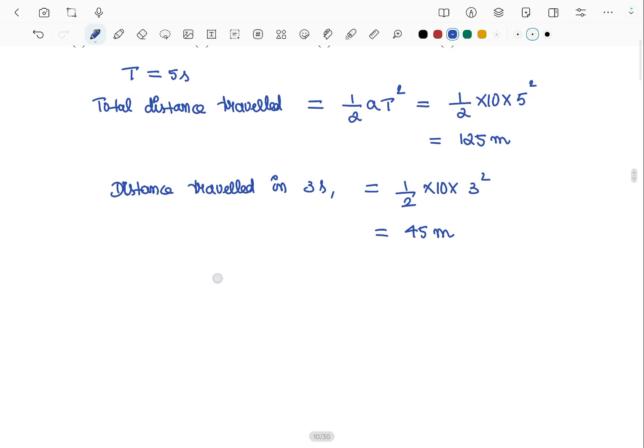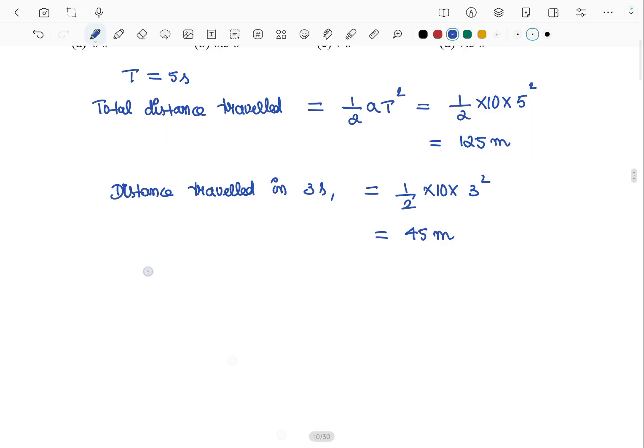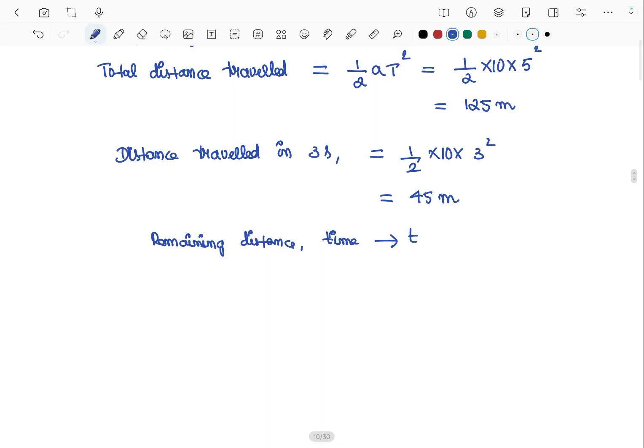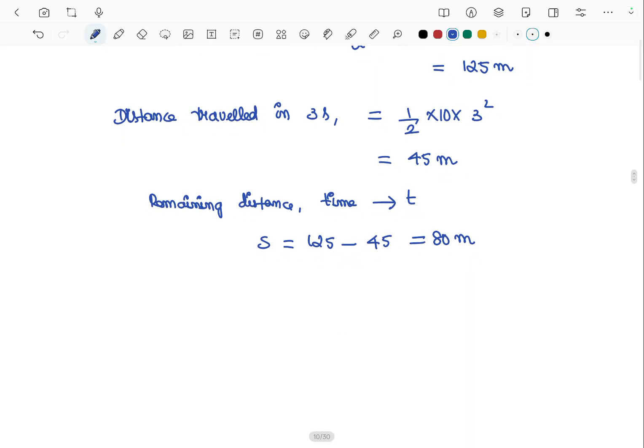Now again, to cover the remaining distance, let me take the time taken to be t. What is the remaining distance? The total distance we got is 125. So the remaining distance will be 125 minus 45, which is 80 meter. Now, for this 80 meter, what is the time it is going to take?